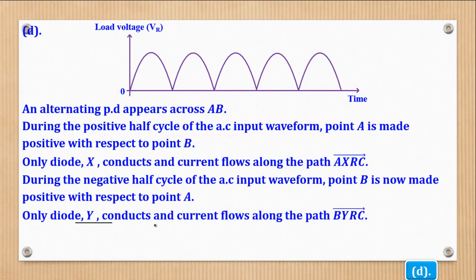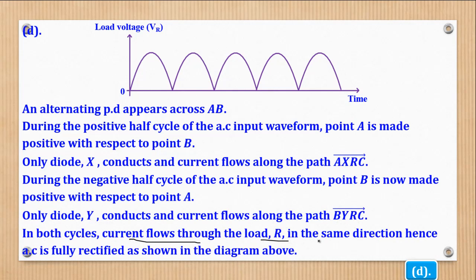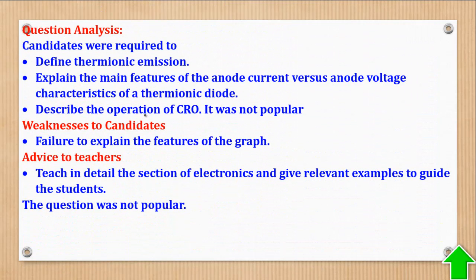So only diode Y conducts and current flows along path BYRC. So in both cycles, current flows through the load R in the same direction. I think you saw that it was the same direction. Hence, it is fully rectified. So it is a full wave rectifier, as shown in the diagram above. So that will be the waveform that will be displayed. That's the analysis for that question.